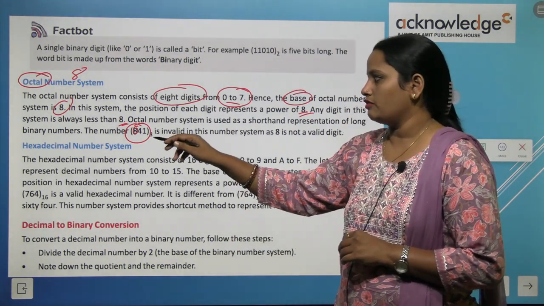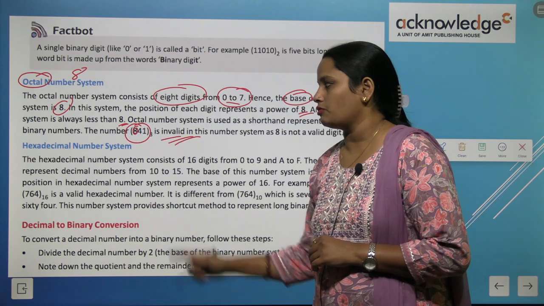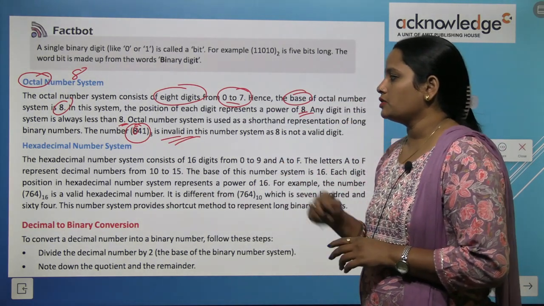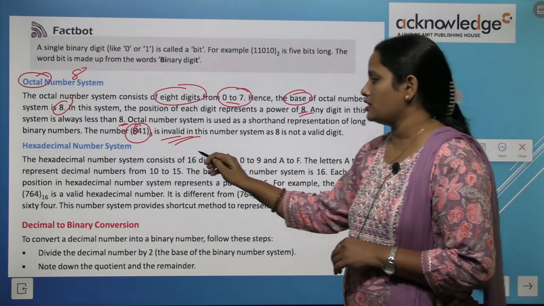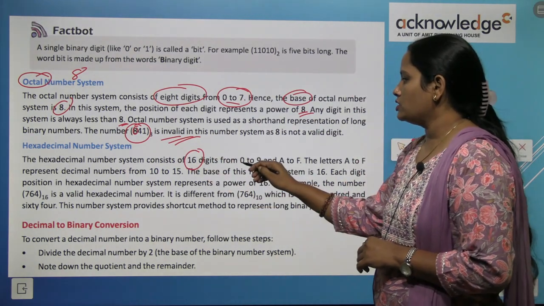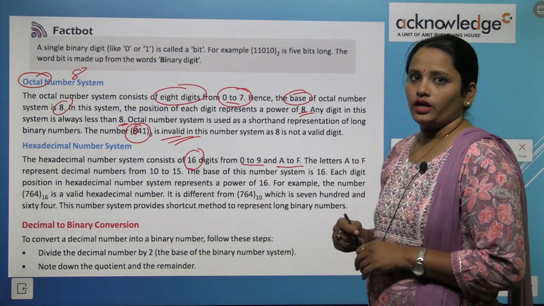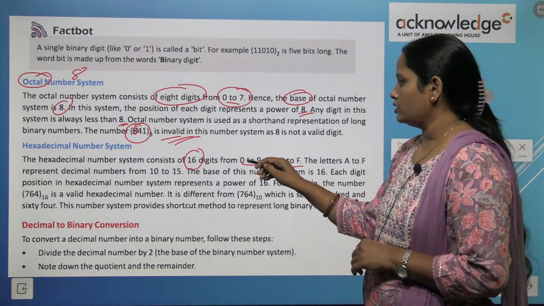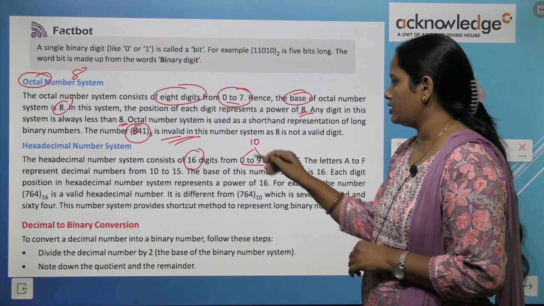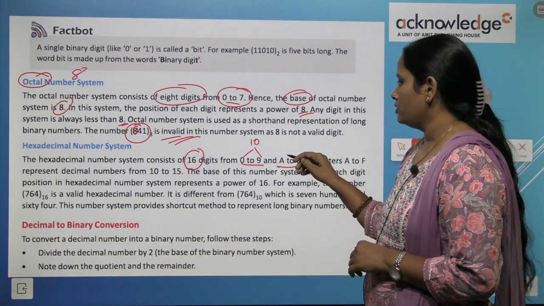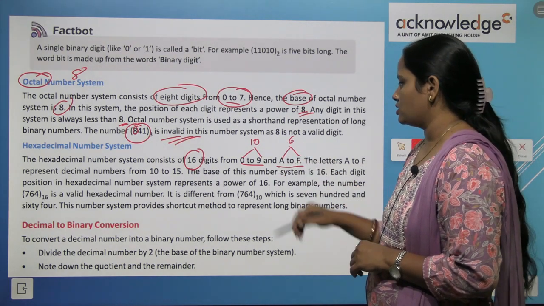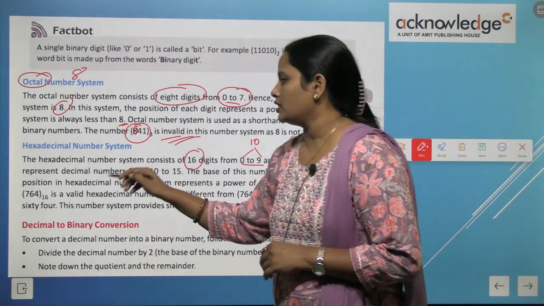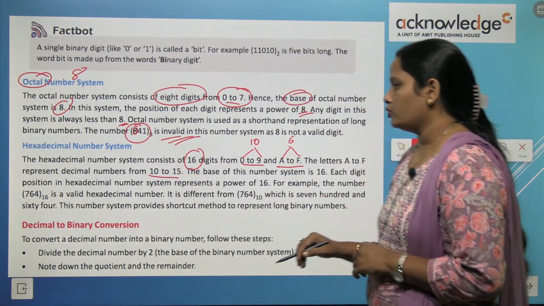Hexagon we have learned about. Here now we are going to learn about the hexadecimal number system. The hexadecimal number system consists of 16 digits, from 0 to 9 and A to F. So when we count, 0 to 9 is 10 digits and A to F consists of 6 digits. The letters A to F represent the decimal numbers from 10 to 15.